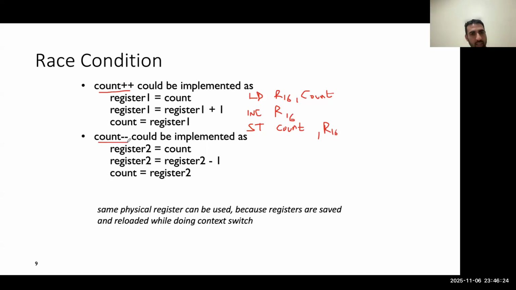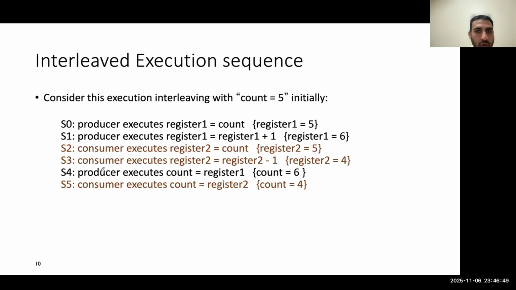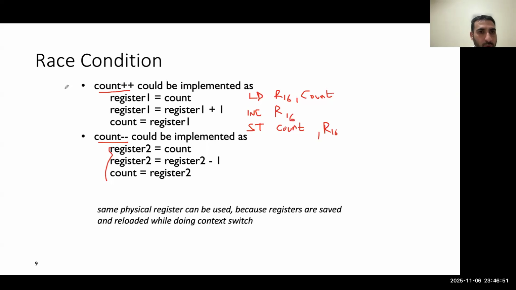And the same goes for the decrement operation. You can write it as a single statement in a higher level language, but in assembly it will be translated into three different instructions. Again, first you are loading the value of count into a register, then you are decrementing the register, then you are storing the value from the register back into memory, right? So the point is that each of these statements is converted into multiple instructions. Now, remember, our producer is about to execute count plus plus and our consumer is about to execute count minus minus. But what is actually executed are the assembly instructions.